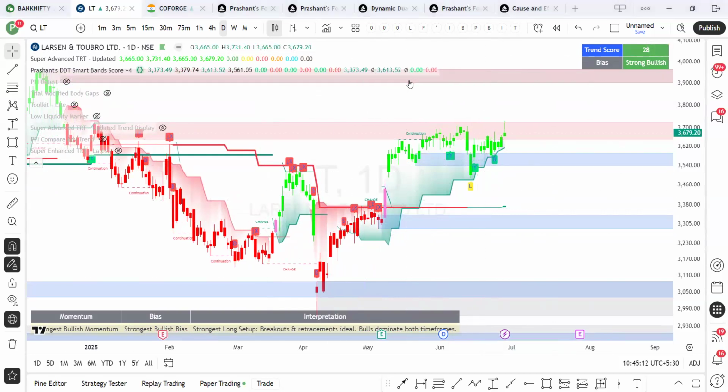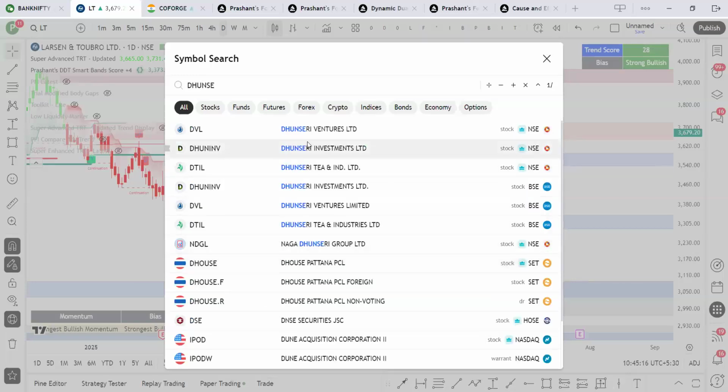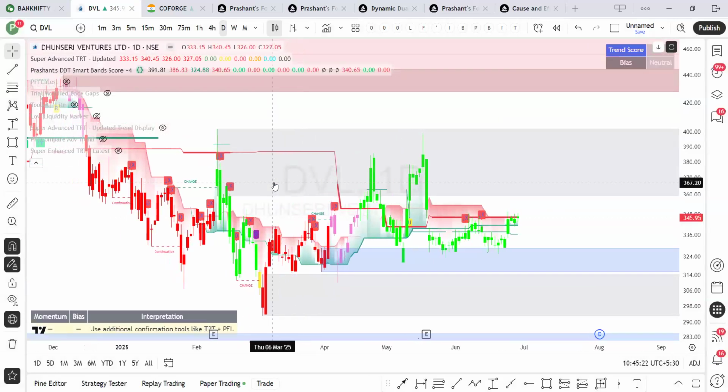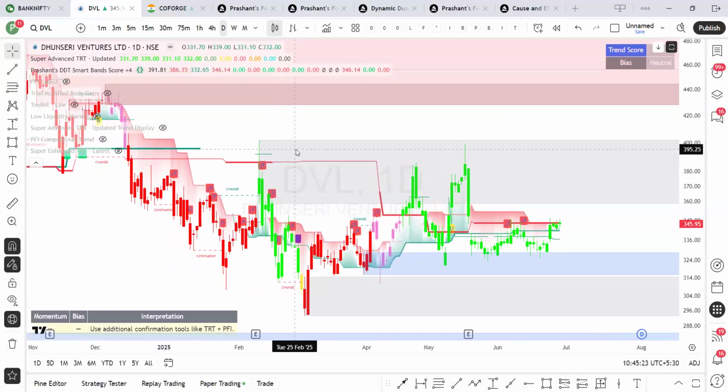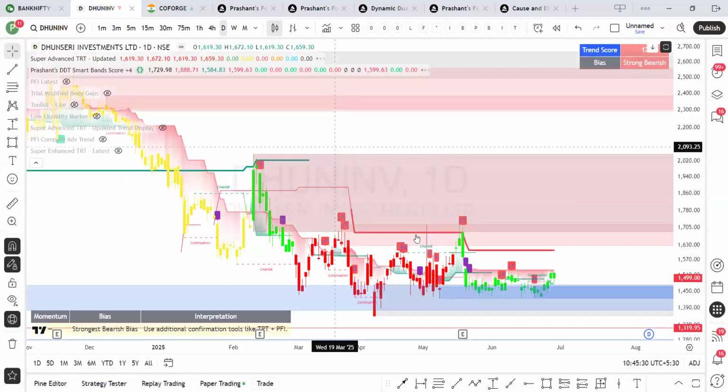Dhunseri TCS. So Dhunseri Ventures, Praveen sir. No, investments, Dhunseri Investments. Dhunseri Investments. So Dhunseri Investments, yes.